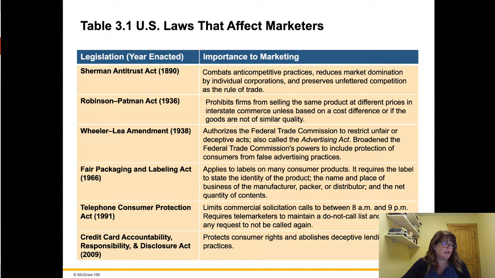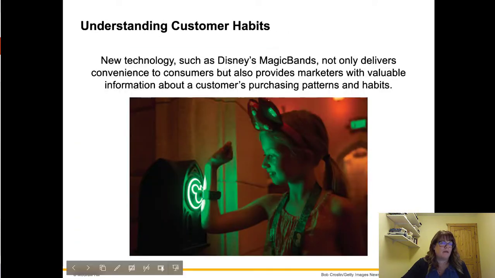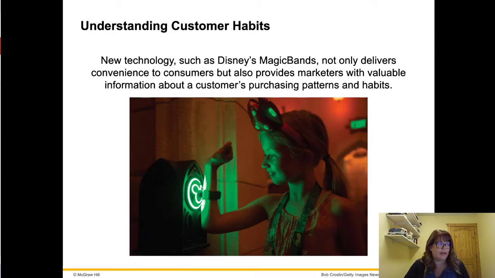And here are some U.S. laws that are most important to understanding the marketing environment. And then Walt Disney World Resort uses technology to provide a more hassle-free experience at its theme parks. In 2013, Disney introduced Magic Bands, which are wristbands enabled with an RFID chip. Magic Bands function as a room key and park entry pass for guests at Disney parks.